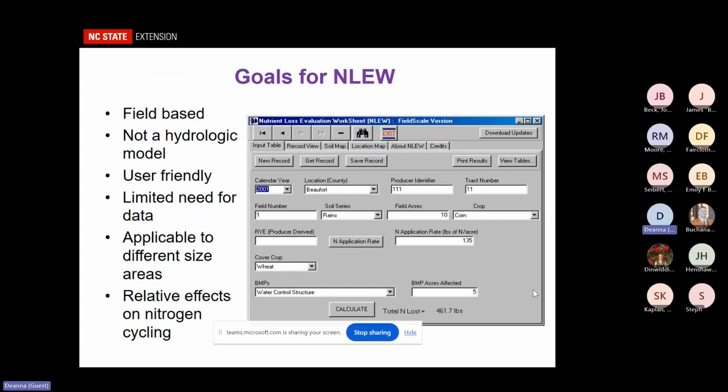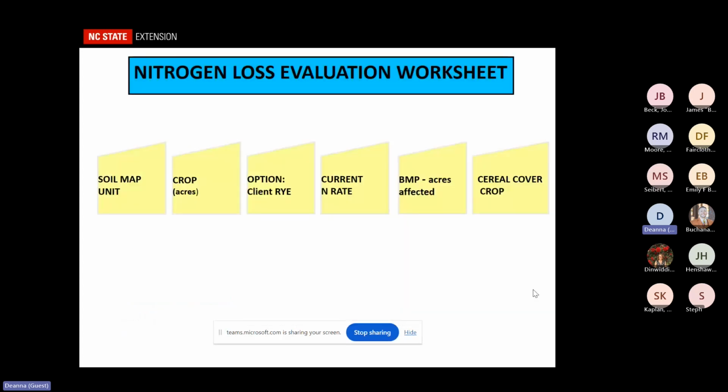And so for NLU, we wanted a field-based, user-friendly program that didn't need a ton of data, that could be used across the state of North Carolina, and that had relative effects of nitrogen cycling. We also wanted to make sure it was something the farmers could control. That's super important, because if you go to a hydrologic model, the big factor in a hydrologic model is the amount of water that you receive every year. Farmers have no control over that. So what they do have control over is how they manage their nitrogen.